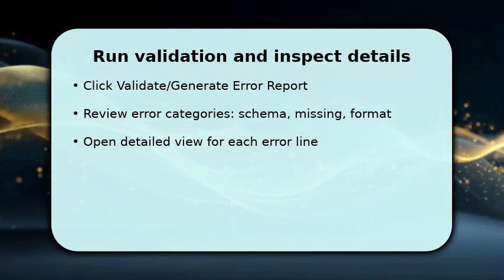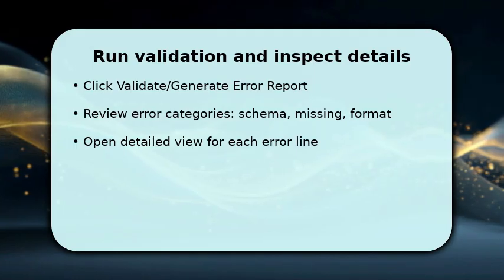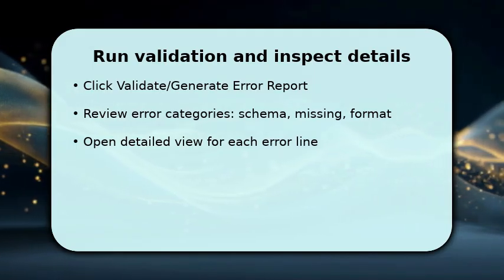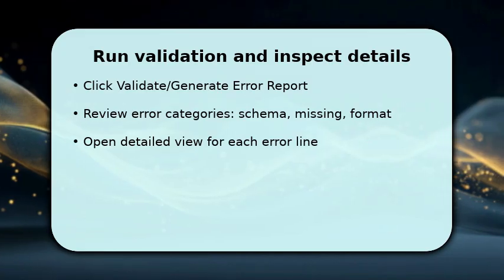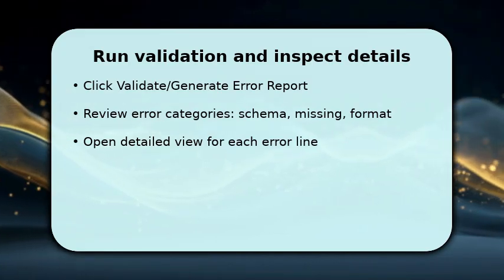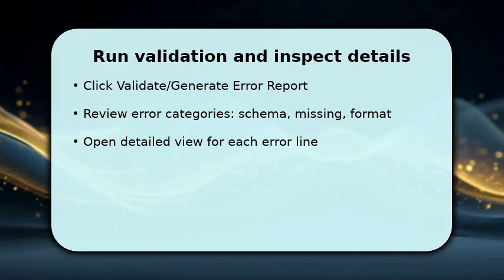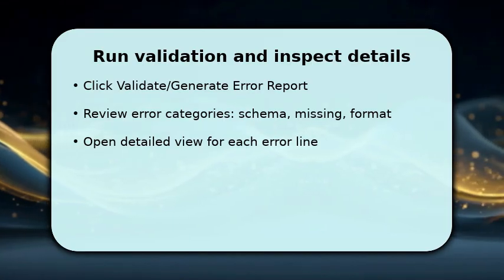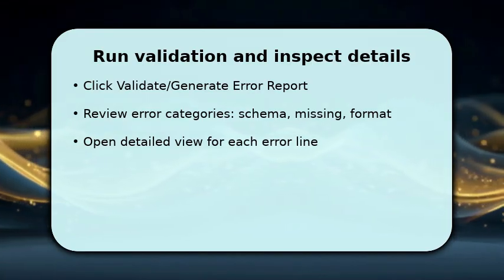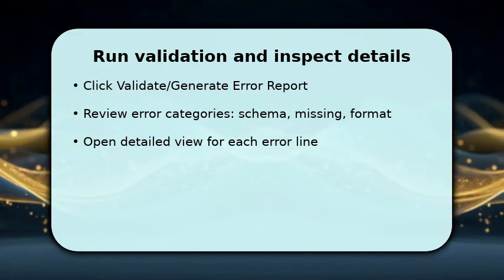Once the scan completes, inspect the on-screen summary to see counts by error category, then open the detailed view for each error line to get field-level context. Make sure to expand nested entries and note the record ID and column names. This is how you map tool messages to your source file for precise fixes.